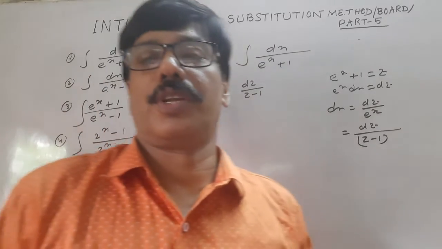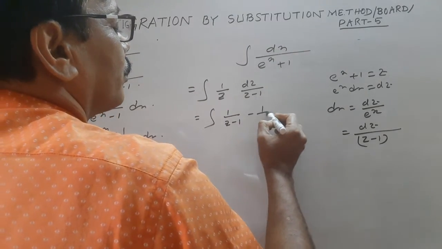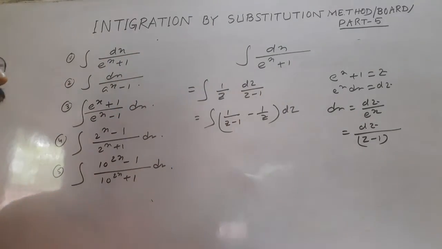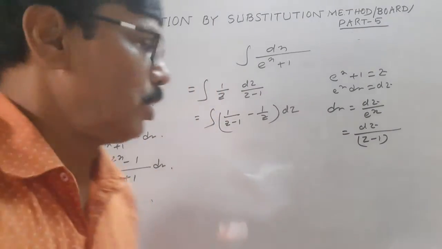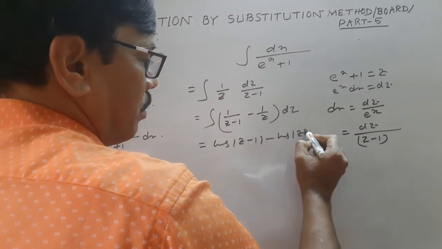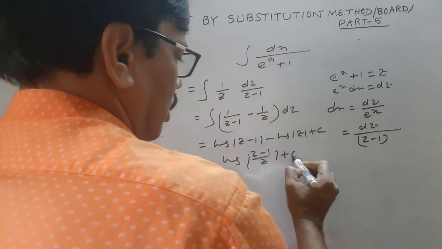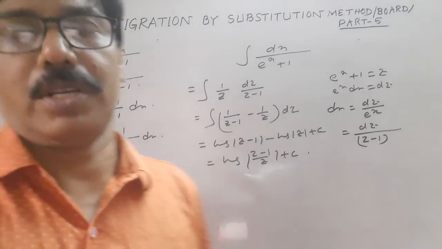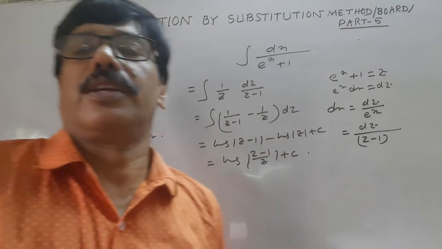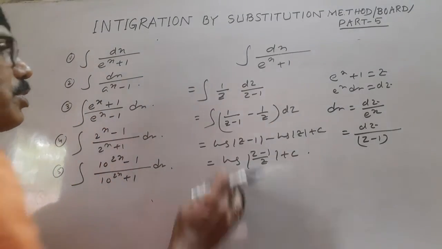So this is not in standard form. But look, we can write it in this form as a difference of this. So z minus z plus 1, remaining the same. So we can write it as log (z minus 1) minus log z plus c. So log of (z minus 1) by z plus c, where z equals e to the power x. This is one method. You can solve a problem by various methods, many methods.